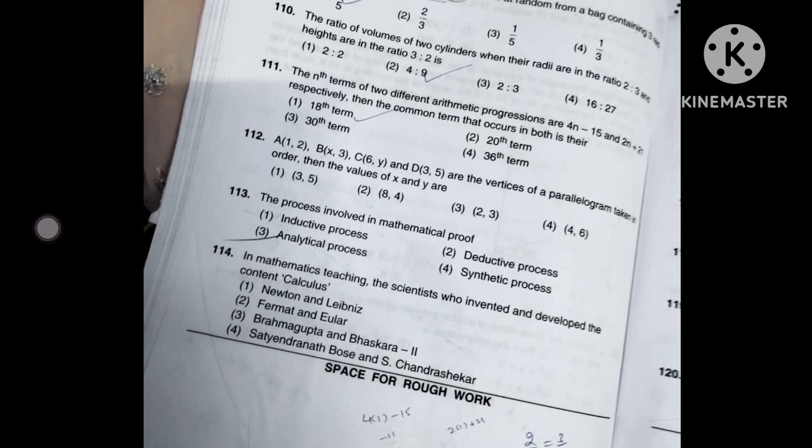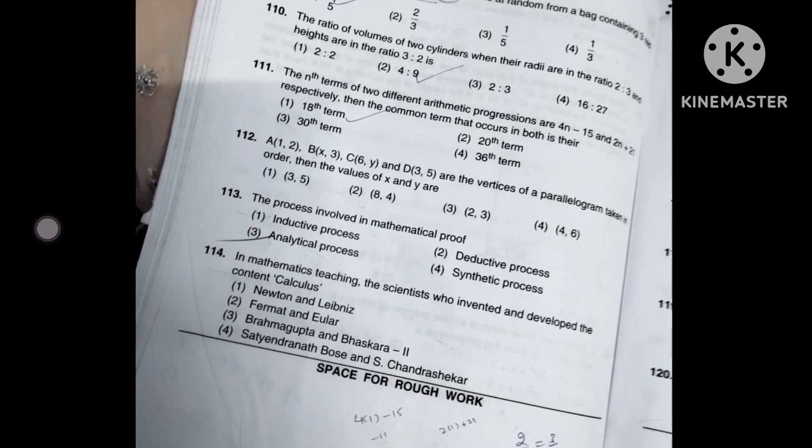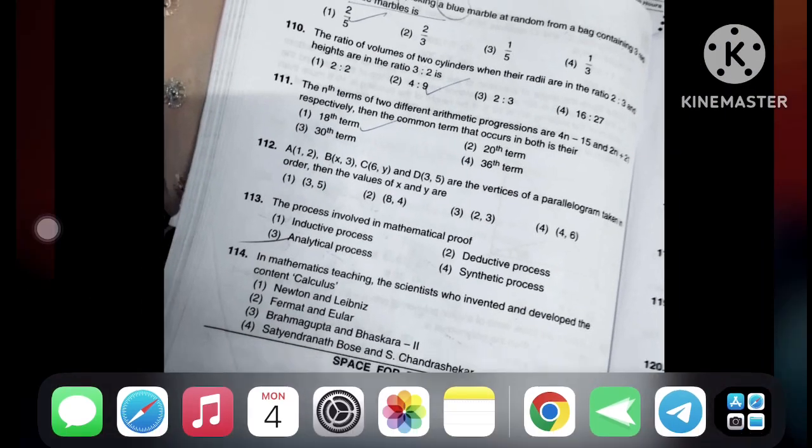Next, the nth terms of two different arithmetic progressions are 4n minus 15 and 2n plus 21. Then the common term that occurs in both is there. Which term do we need to find out? The nth terms are given to be 4n minus 15 and 2n plus 21. Let's see.